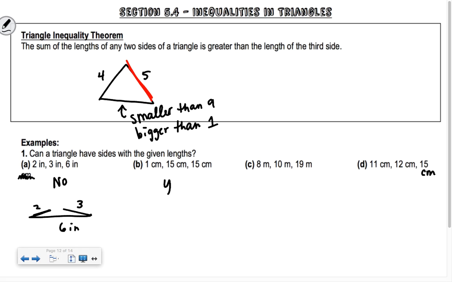Yes, that works. So imagine having a really short side and then we have 2 really, really long sides, right? That would work. All right, 8, 10, and 19. No. So imagine the 19 on the bottom, 8 and 10 aren't long enough to make a triangle. 11, 12, and 15. Yeah, it works.